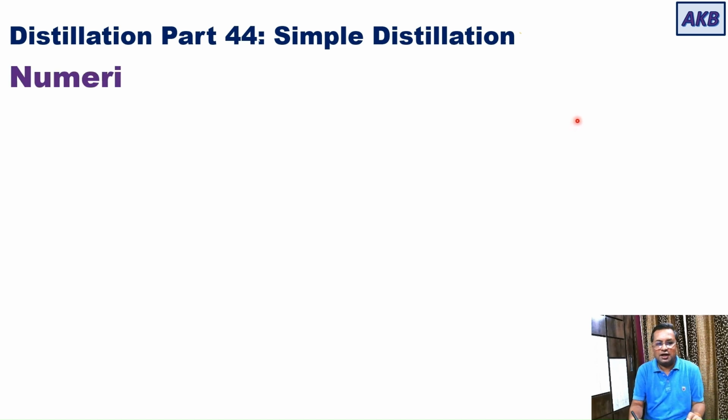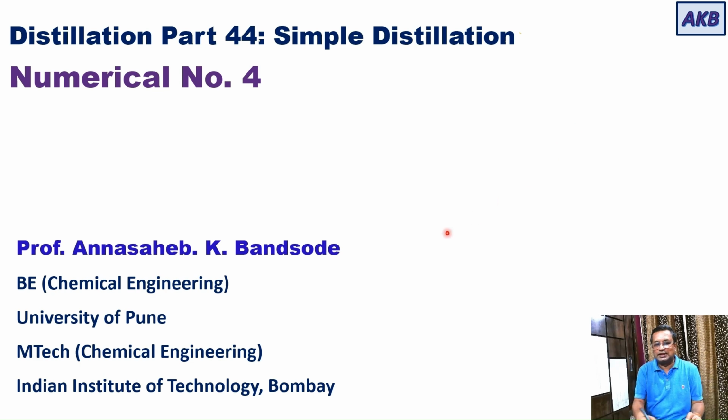And today I'll be discussing numerical number 4. Why is this numerical number 4? Because this is the fourth numerical on the topic of simple distillation. And in this numerical, we will learn to find XW, that is the composition or the mole fraction of the more volatile component in the bottom product graphically. So that is my plan for this video.